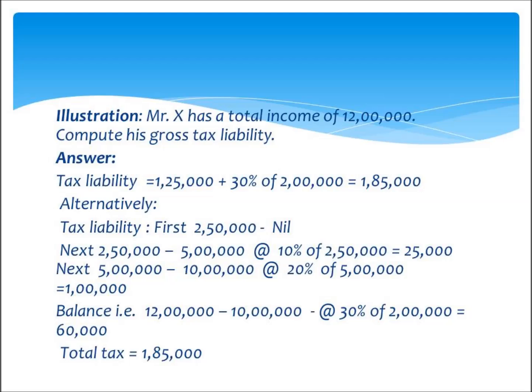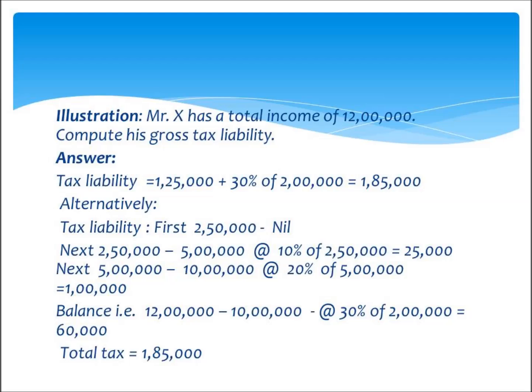Alternatively, we can go through from the starting of the slab till the end and get the answer. But I'll suggest that you just learn the slab and calculate the tax liability directly. We just know that okay, Mr. X is coming under the last category of individuals, that is where the income exceeds rupees 10 lakh. We know what is the rate. It is 1,25,000 plus 30% of the amount exceeding 10 lakhs. So accordingly, we can calculate very easily the tax liability. We can go the other way also.